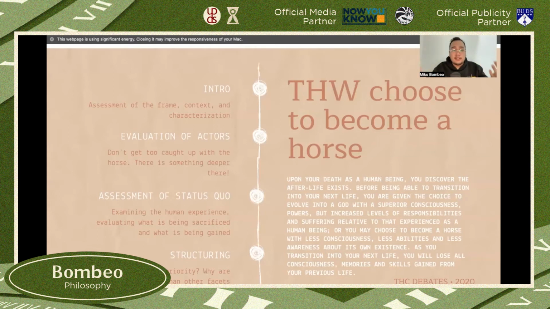So after you evaluate those actors, you assess status quo. So when you examine the human experience and evaluate what is being sacrificed and what is being gained, how do you justify the choice that you're going to be defending, either becoming a horse or becoming a god? And this is where debates evolve in philo debates, because everyone has different perceptions of what the genuine human experience is. So depending on how you perceive the probable experience of this man turned horse or god, you're more able to understand the extents to which the choice will lead in terms of benefiting that individual or benefiting individuals that belong in that individual's world. So when you assess status quo, what do you hyper focus on?